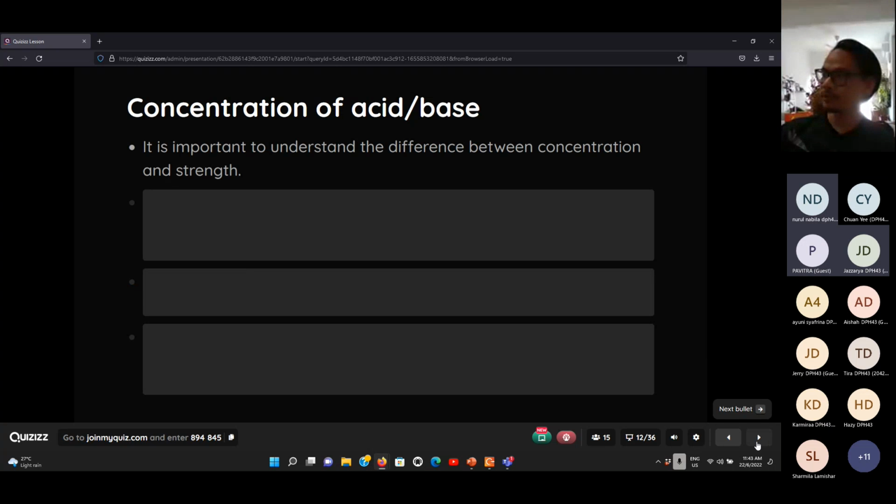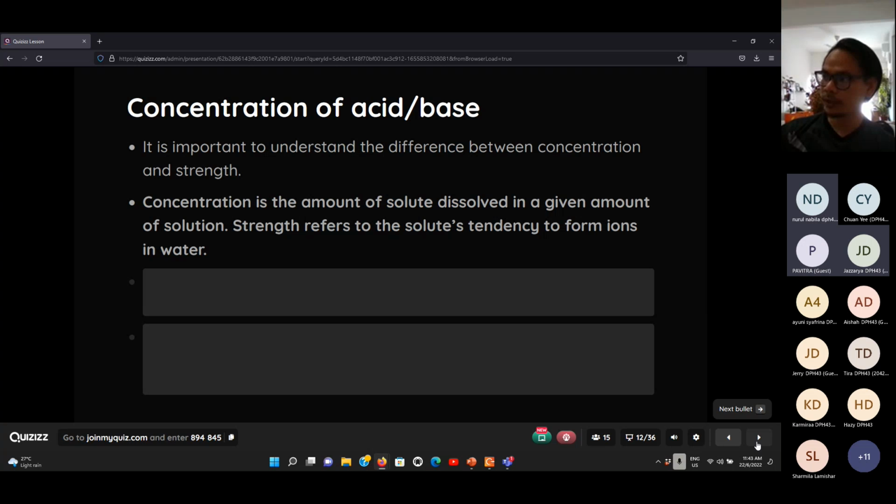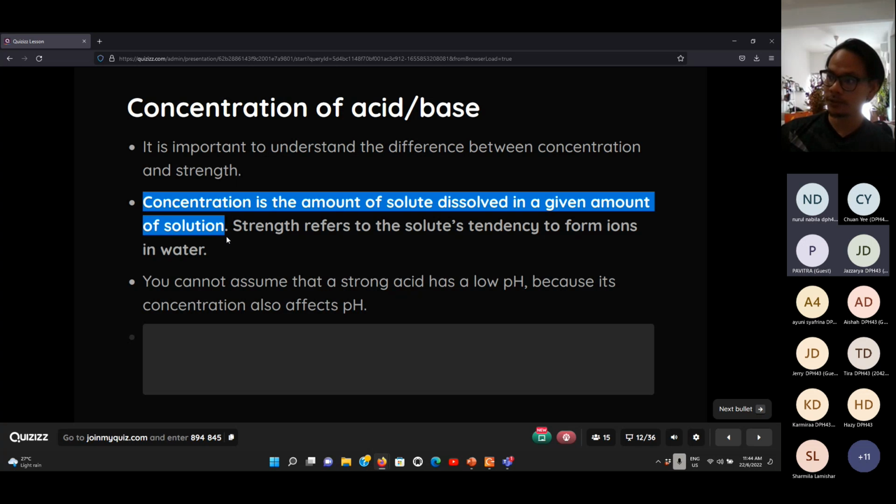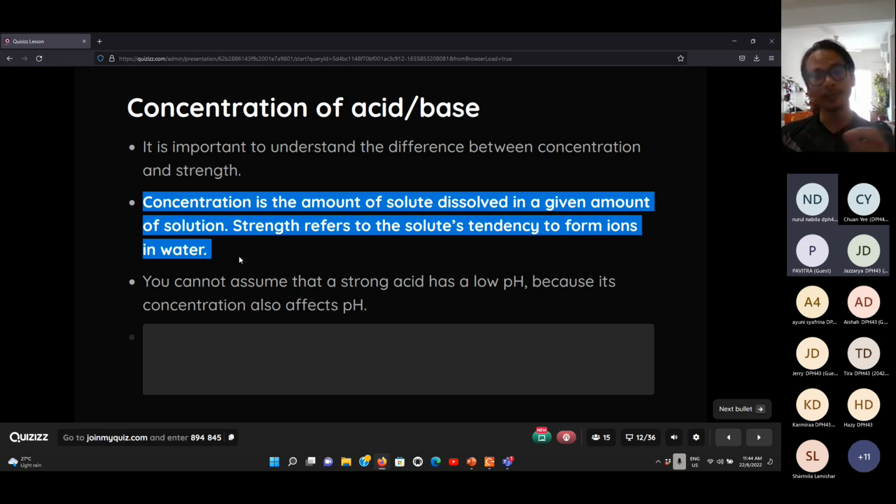So the concentration of acid and base, it is important to understand because from here kita boleh quantify the strength of acid and base. So the pH, the value yang kita dapat tu 1 sampai 6 untuk acid, 7 sampai 14 tu is by us quantifying the concentration of the hydrogen ion. So kat sini dia tulis point number 2, concentration is the amount of solute dissolved in a given amount of solution. So the strength of acid and bases refers to the solute's tendency to form ions in water. So that's why kita belajar the definition.